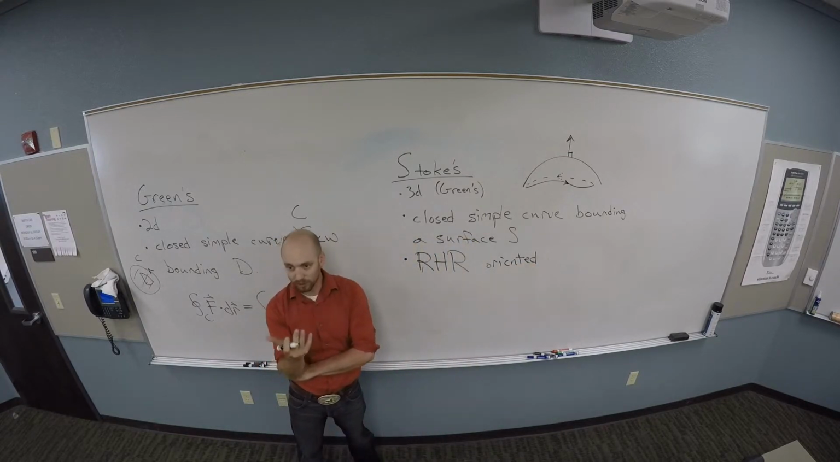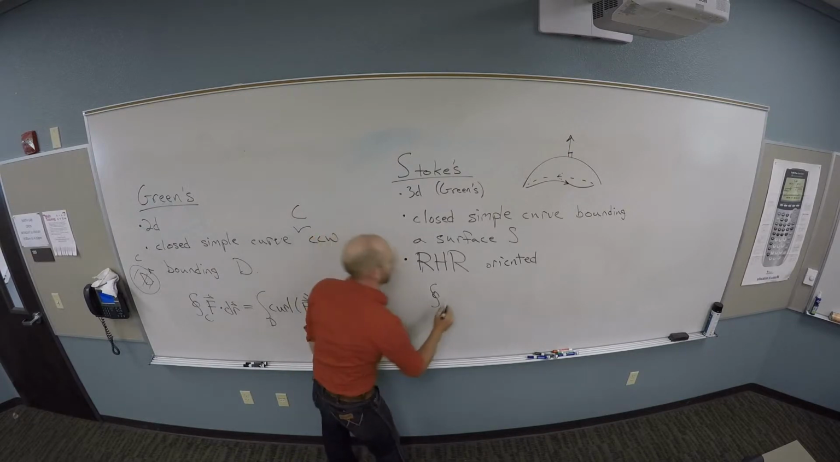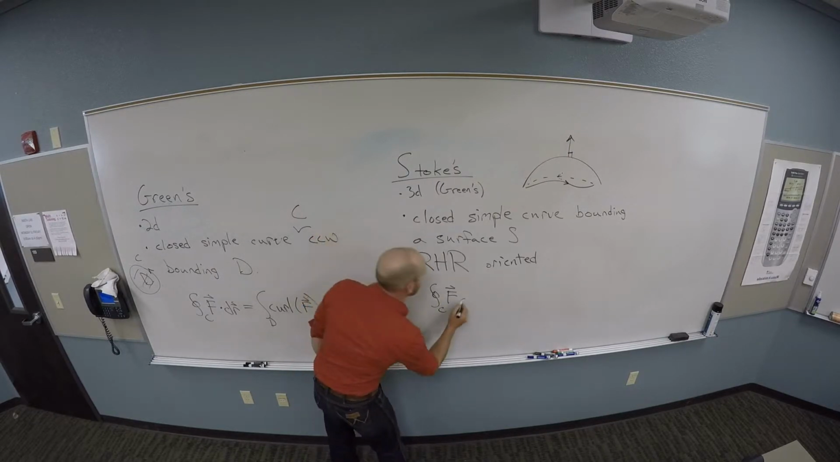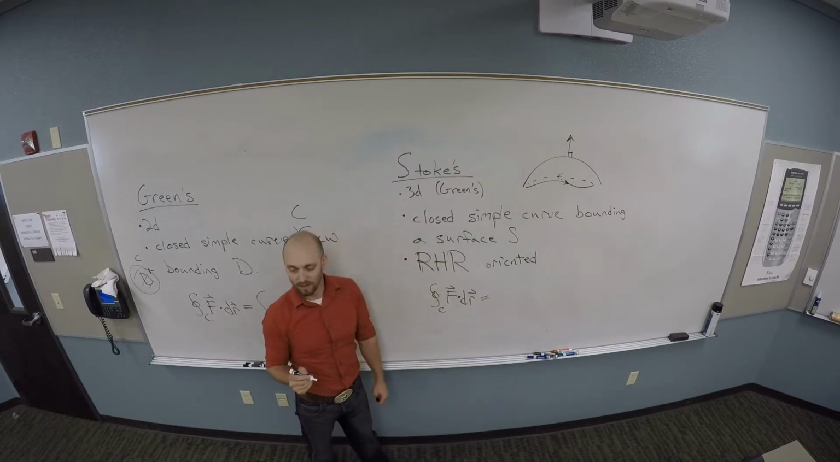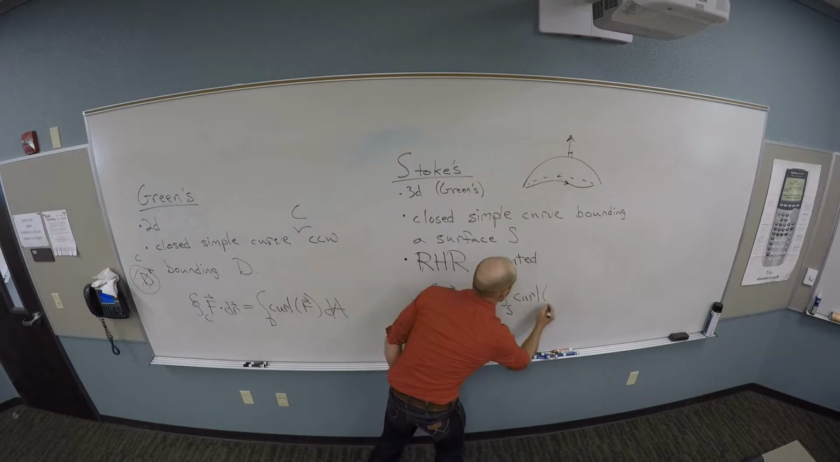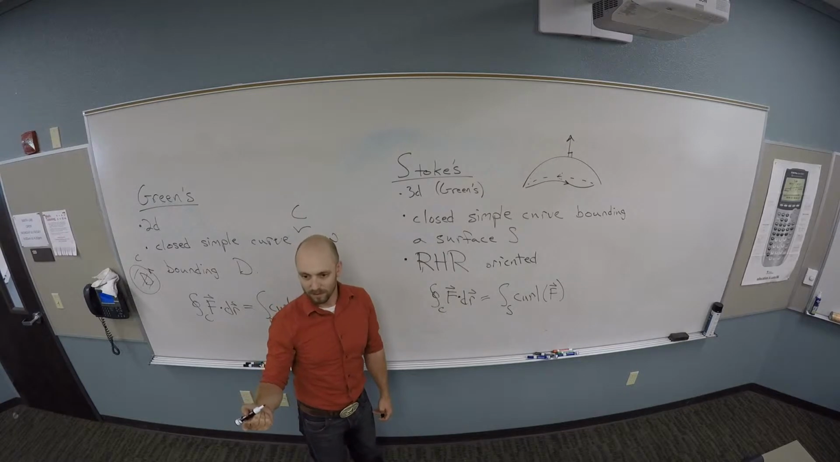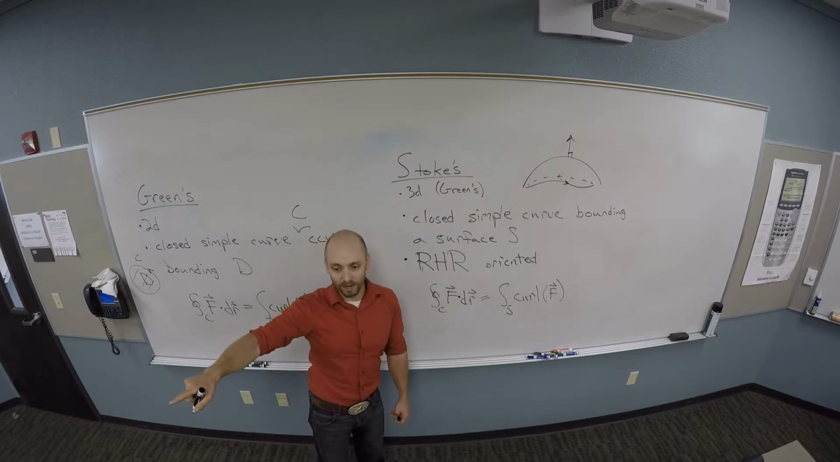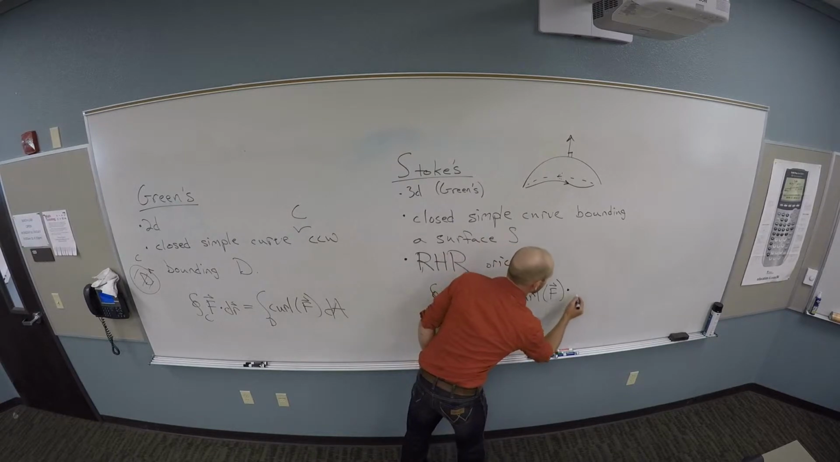And what else? What's the result? What do I get? The circulation of a vector field F along the curve is the integral over the surface of the curl of F. And now I need a dV. Oh no, that's for the divergence. It's got to be an area, right? But now this curl thing is a vector field. So I need to dot product this with the area.